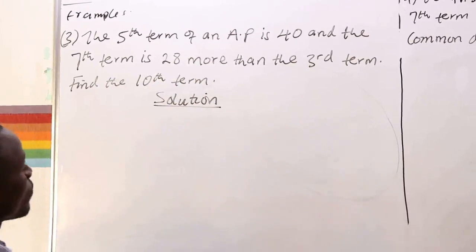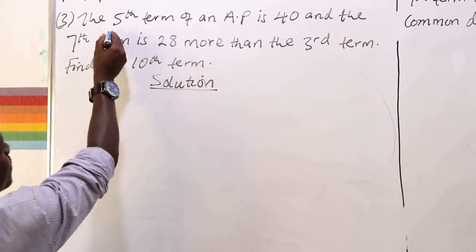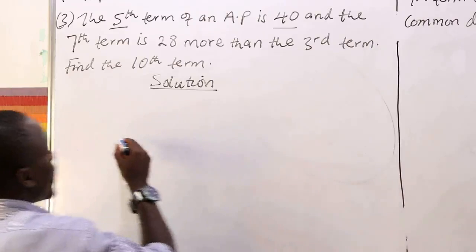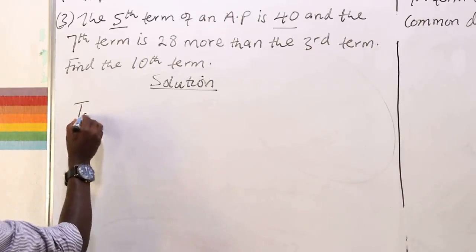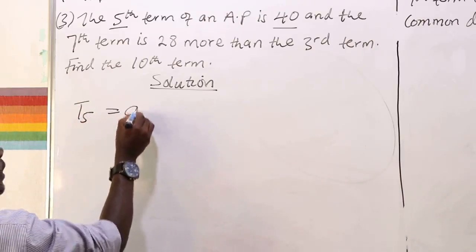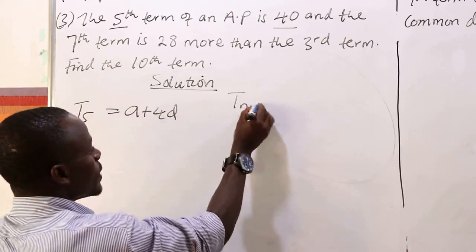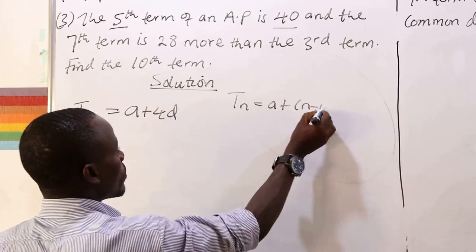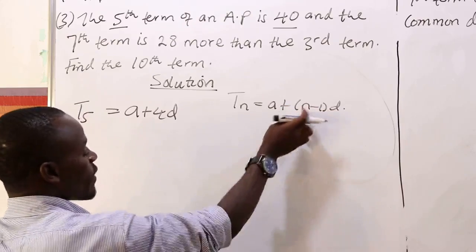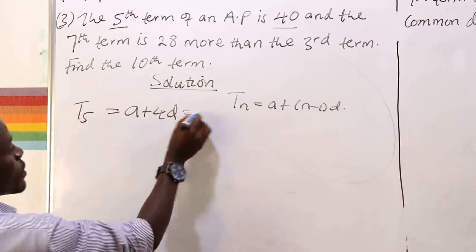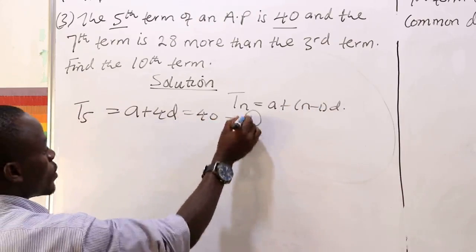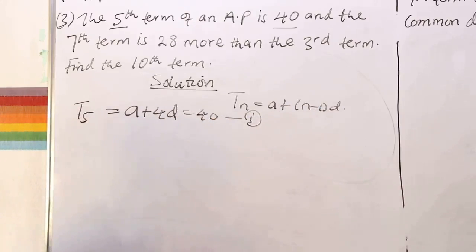So I need to take note of what this question is saying. We have the 5th term to be 40, and the 5th term, that is T5, is A plus 4D. Remember, we're using Tn equals A plus (n minus 1)D, okay? So I have 5 minus 1, which is 4, so A plus 4D equals 40. Let's call this equation 1. That's from the first sentence.